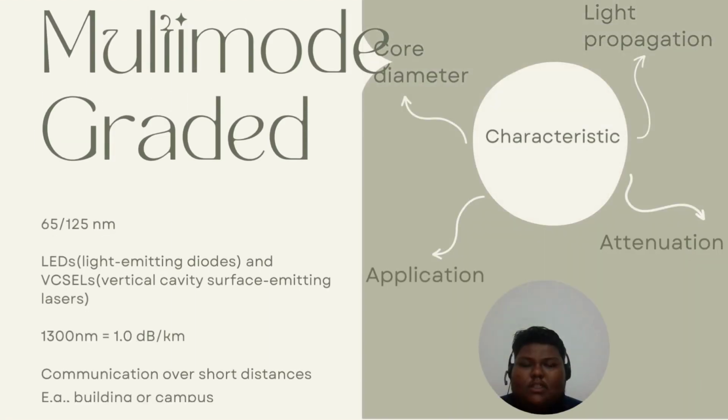And then next slide, multi-mode graded index. Core diameter is 62.5/125 micrometer. Light propagation uses the same as the step index, LED and VCSEL. The attenuation, using 1300 nanometer wavelength, is usually a loss of 1.0 dB per kilometer, and it is applied in communication over short distances, for example a building or campus.